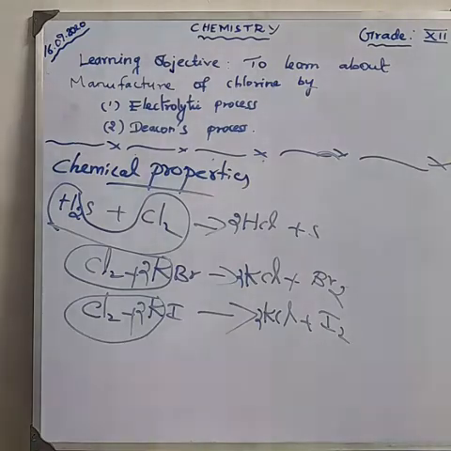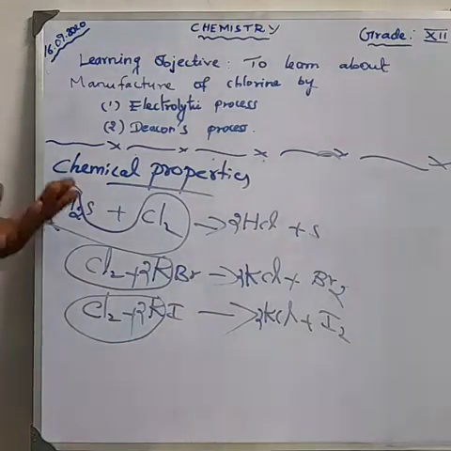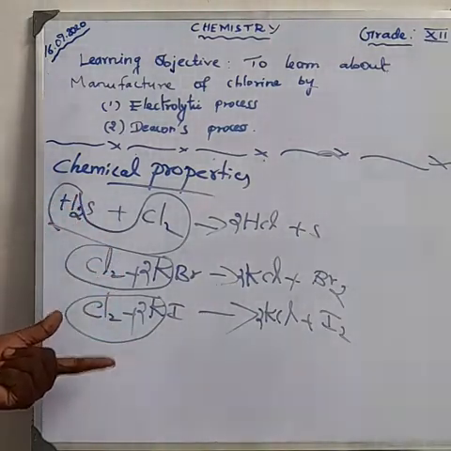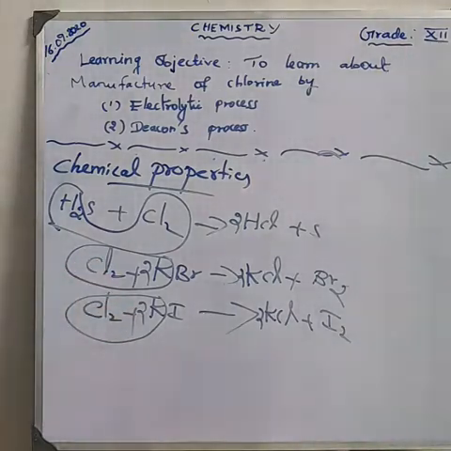Previously I told you about the reaction between metals and non-metals. What are they about? First, the reaction with sodium. Chlorine combines with sodium to form sodium chloride. Then iron combines with chlorine to form iron chloride. Aluminium combines with chlorine to form aluminium chloride. And also copper combines to form copper chloride.